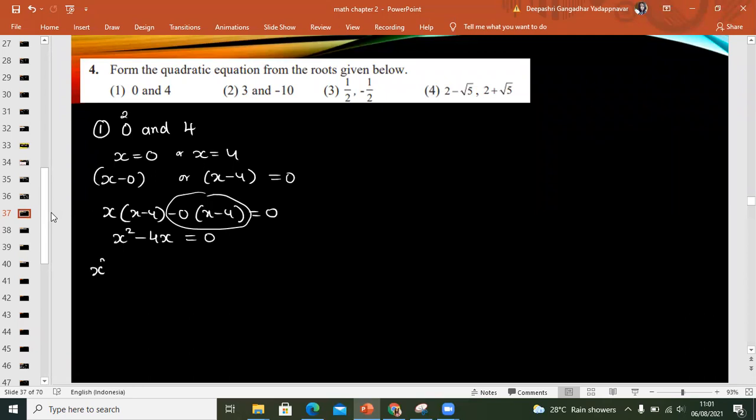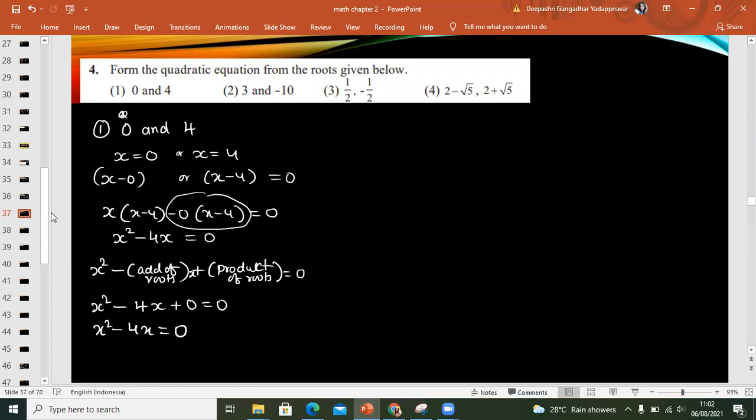Formula is x square minus addition of roots plus product of roots equals 0. So here there is x. Okay. So here we use x square minus addition of roots. These are the roots 0 and 4. If you add 0 plus 4, you will get 4x, plus product of roots, 0 multiplied by 4 is 0, equals 0. So I can write this equation finally, x square minus 4x equals 0. So this is the same answer you got. So I think this method is much easier and simpler.